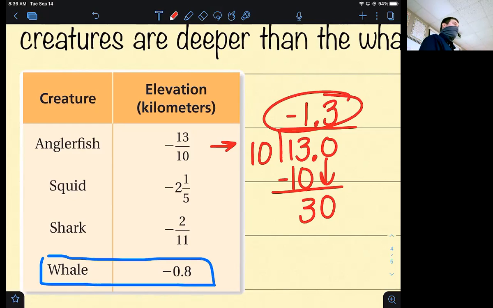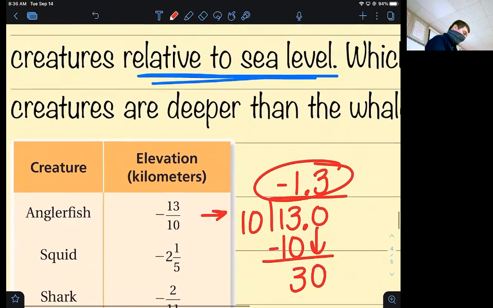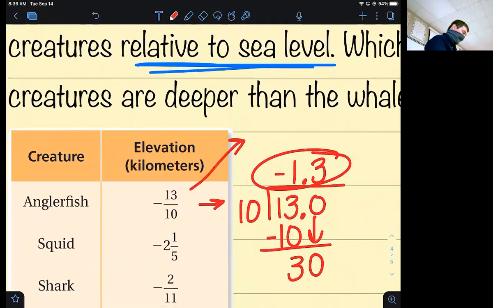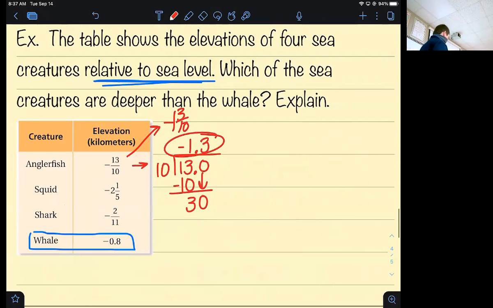By the way, another way you could have done this one, you could have converted negative 13 tenths into negative 1 3/10. And remember what I said about tenths? 3 tenths is 0.3. You could have immediately, without doing any long division, said that's just negative 1.3. And if that's what you were going to do, that's fine. Let me ask you this. Is the anglerfish deeper than the whale?